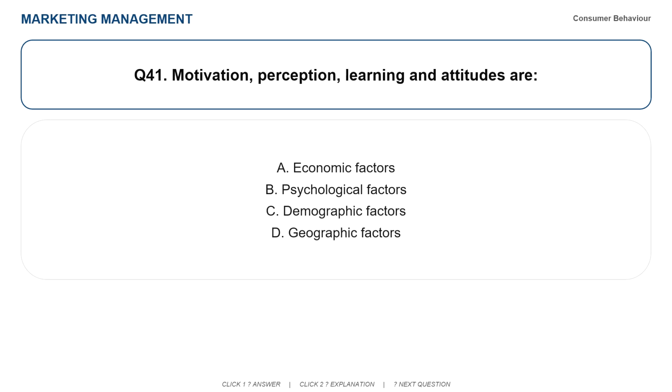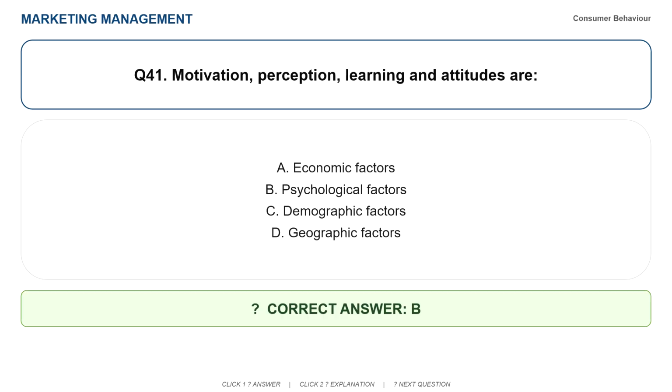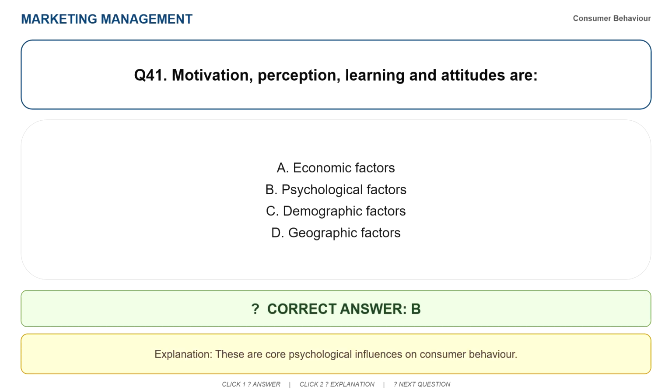Question 41. Motivation, perception, learning and attitudes are. Option A, economic factors. Option B, psychological factors. Option C, demographic factors. Option D, geographic factors. The correct answer is B. Explanation. These are core psychological influences on consumer behavior.